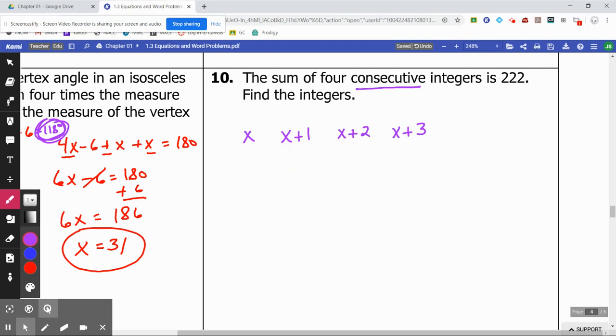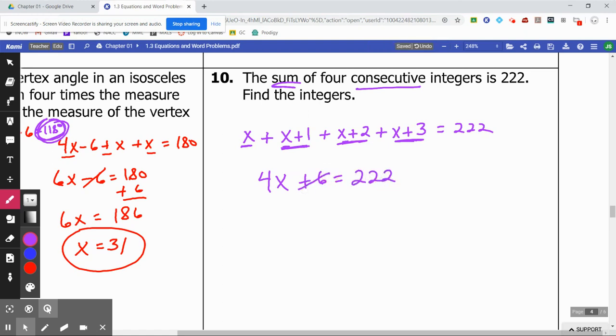And now it's pretty easy from here. The sum is 222. So if I add these 4 integers together, I'm going to get 222. Now I'm going to underline my 4 integers so that at the end, I didn't label it, but you can say let the first one be x, let the second one be x plus 1, let the third one be x plus 2. You can label it if you want to, but I'm going to do it like this. So combine like terms, you have x, x, x, x, you got 4 x's. Combine your plus 1, plus 2, and plus 3, and you get plus 6. And that's going to equal 222.